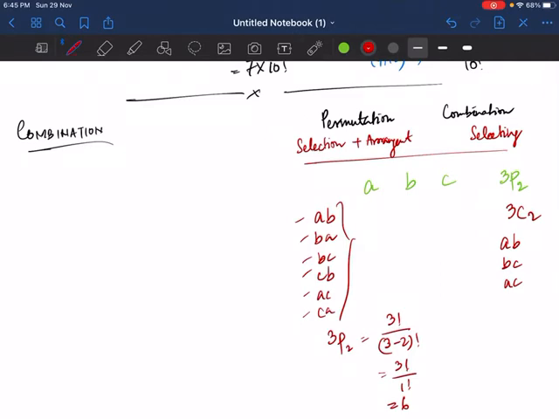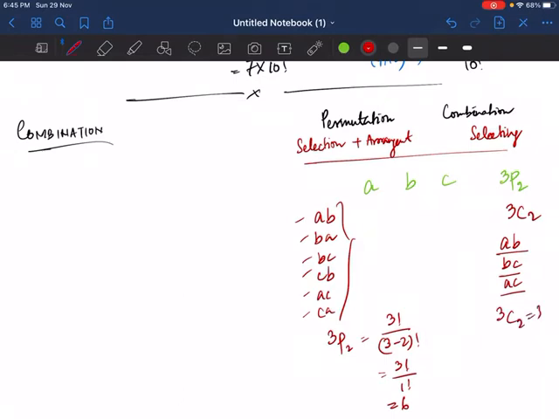Now for permutation we had AB and BA. For combination, the order is not important. AB is equal to BA only. So combination is all about selecting. I have selected AB. That's it. I don't have to put BA again, because here we are just selecting 2 objects. Then we have selected BC, then AC. So there is no need of arrangement. So here you see 3C2 you are getting as 3.